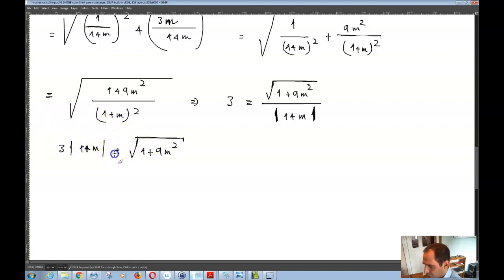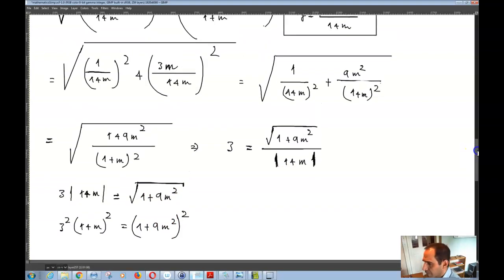raise both sides of this equation to the second power. If you raise this to the second power, since this was supposed to be a positive value, you can just write it as 3 squared times 1 plus m whole squared without worrying about anything. And this is also a positive value, so 1 plus 9m squared whole squared. Okay.